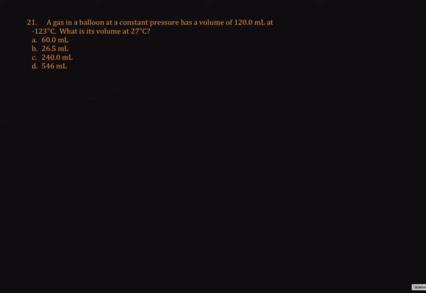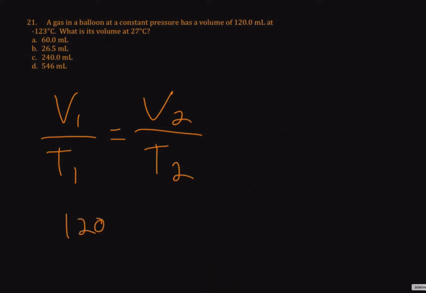If we have a balloon at a constant pressure with a volume of 120 milliliters at a very cold temperature of 123 below 0 Celsius, what would its volume be if we raise the temperature way up? Well, this is one of the gas laws. All right, volume over temperature initial is equal to the final volume over the final temperature. Key thing to remember, always change your temperatures to Kelvin. So the first volume is 120 milliliters, and the temperature, negative 123 Celsius, plus 273 to get it into Kelvin, gives us 150 Kelvin. So that's the starting conditions.